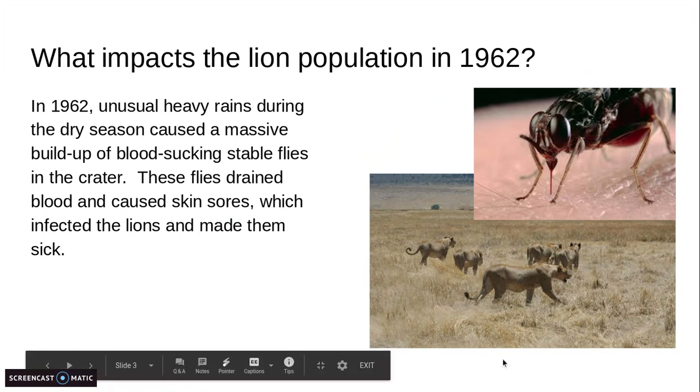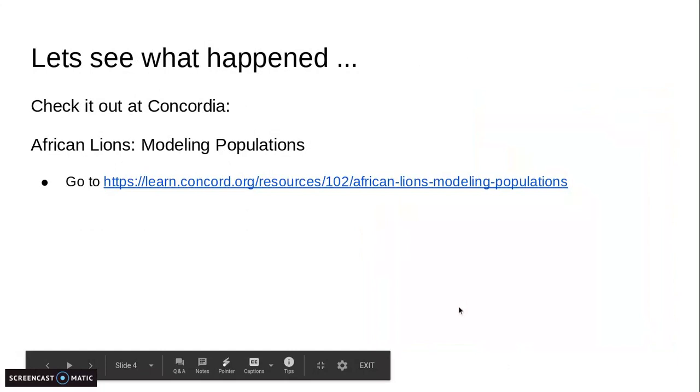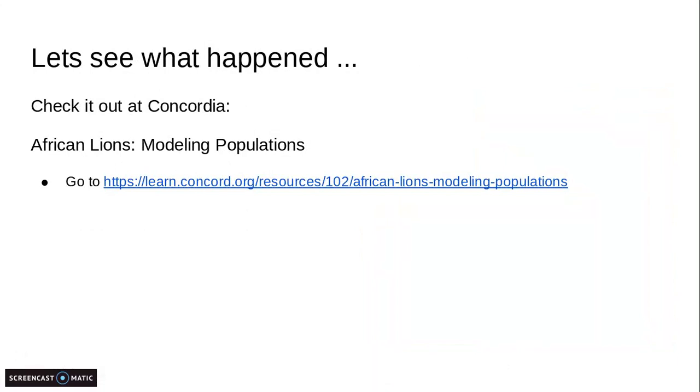And then we asked you to check out what happened and use some computer models and use some math to model specifically what happened to the African populations on the Concordia simulation. Now, if you haven't already done that, I'd like you to do that at this time. And if you haven't already taken your checkpoint on Schoology, I want you to try that at this time too.